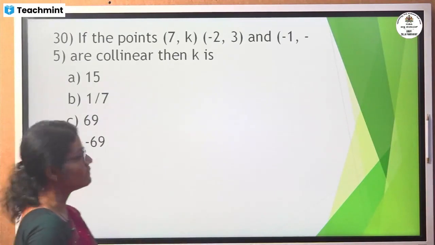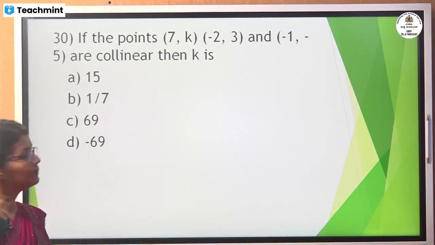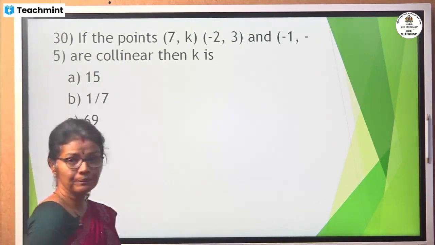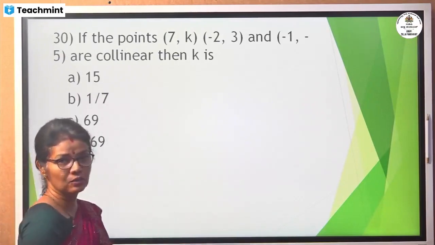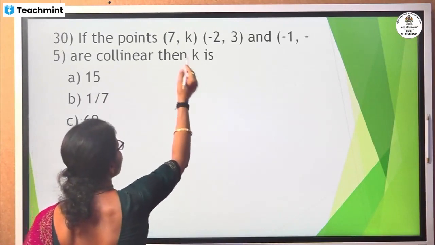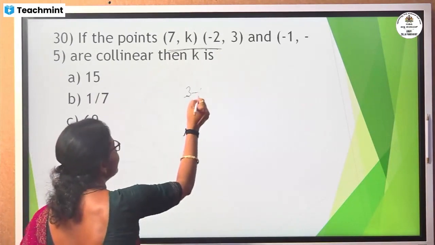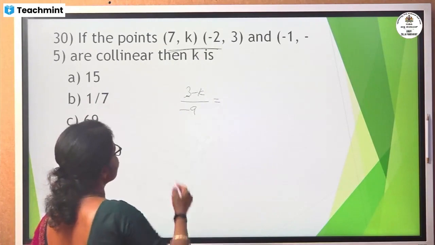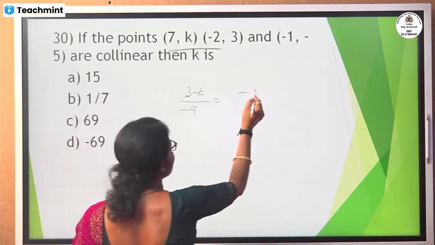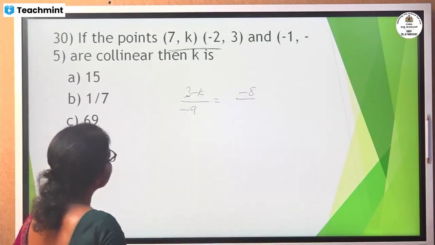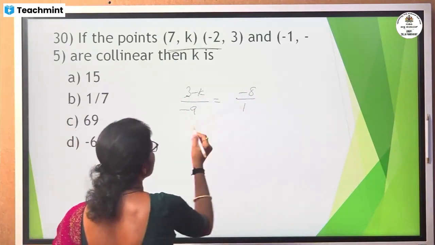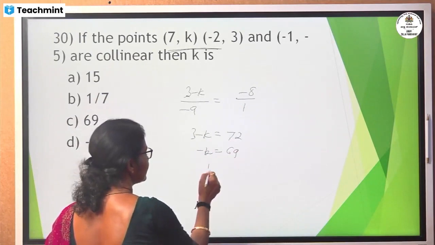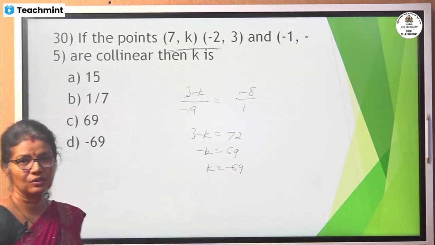Next one. If the points (7, k), (-2, 3) and (-1, -5) are collinear, then k is. So now we are using the slope concept. When the points are collinear, slopes must be equal. So we'll get the slope of AB, y2 minus y1, that is 3 minus k, divided by x2 minus x1, that is minus 2 minus 7, minus 9, equal to the slope of BC now. Again y2 minus y1, minus 5 minus 3, minus 8, divided by x2 minus x1, that is minus 1 plus 2, that is 1. So 3 minus k is 72, minus k is 69. k is equal to minus 69.